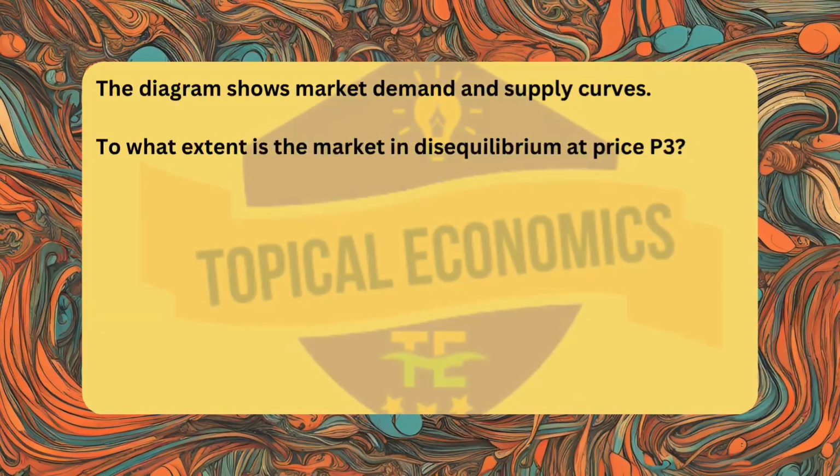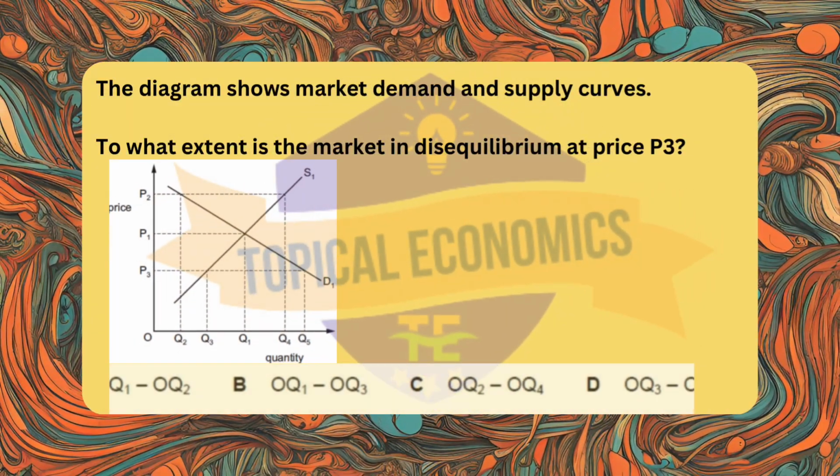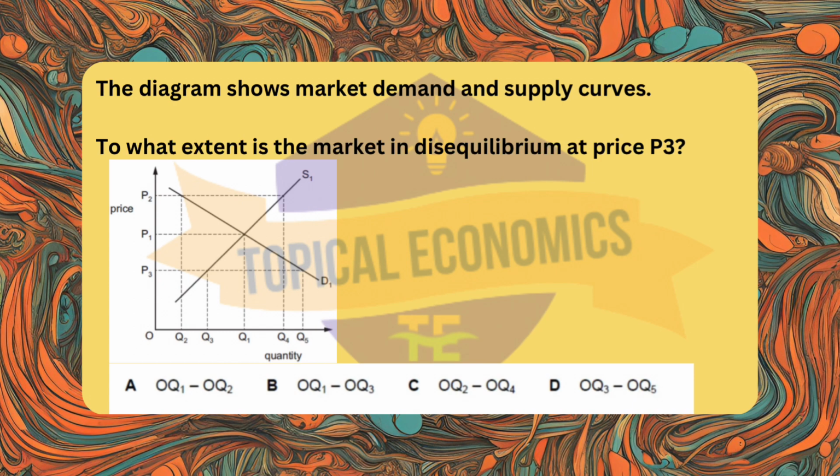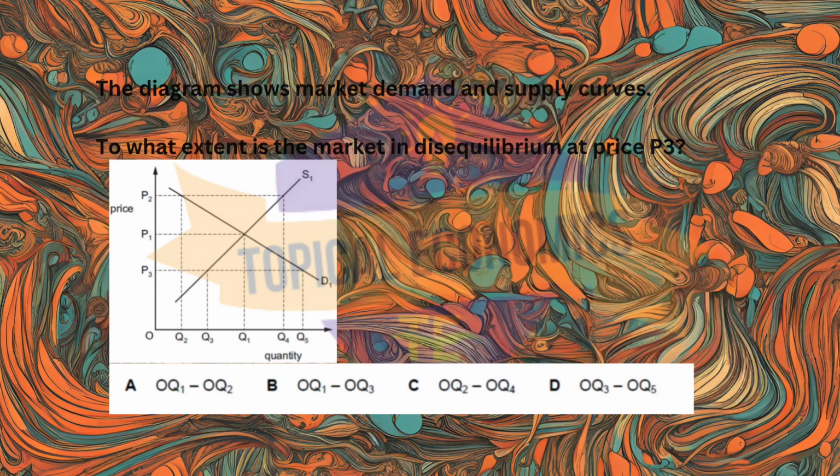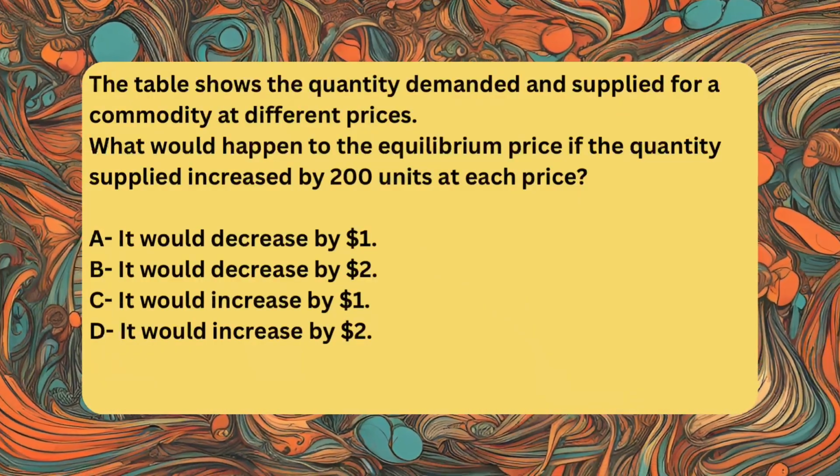The diagram shows market demand and supply curves. To what extent is the market in disequilibrium at price P3? This question is from year 2020 May-June version 1. The correct answer for this question is option D. At this price, P3, we see that there is excess demand, seen in option D. Moving to the sixth question.